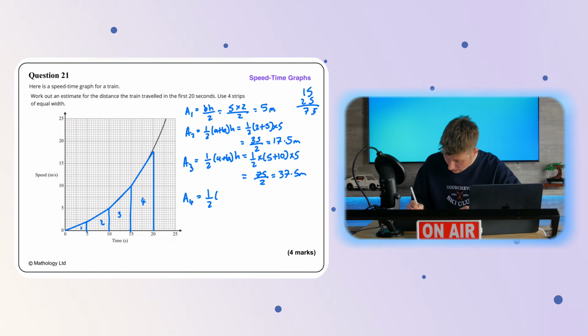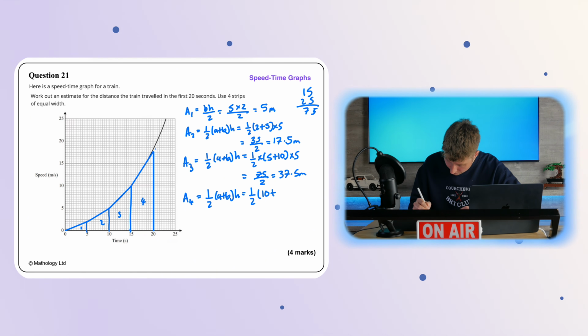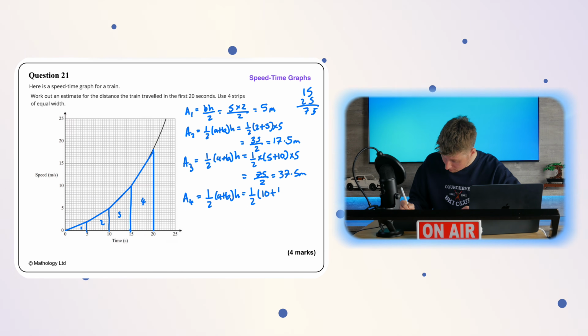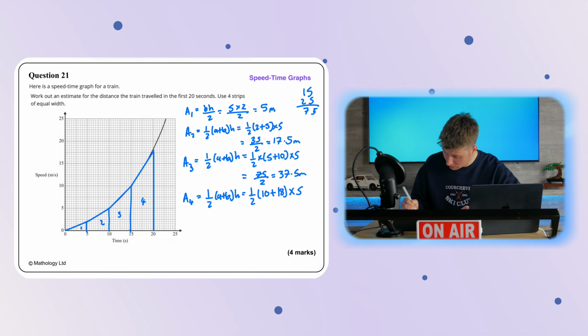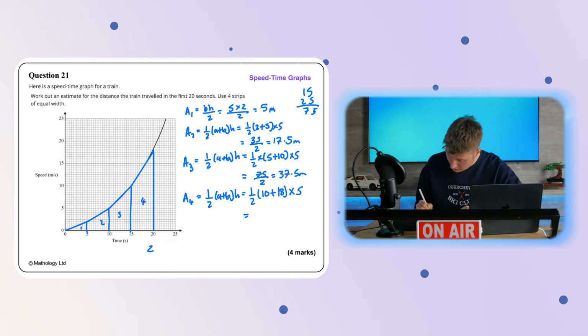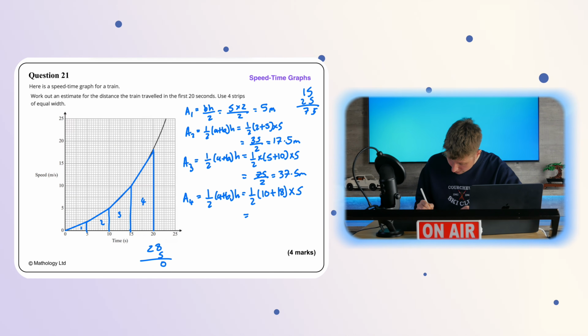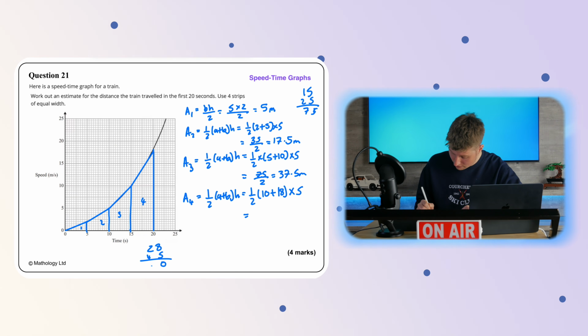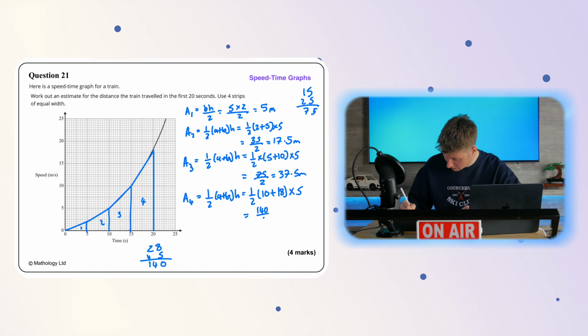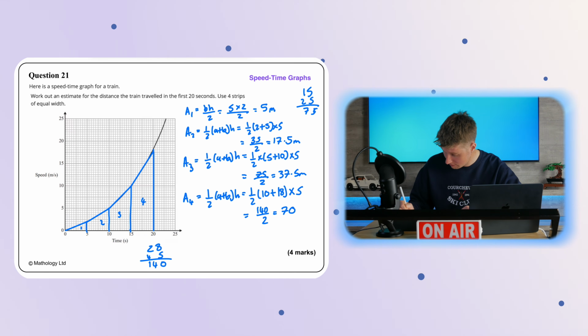So we've got a half (a plus b) times height, so half times 10 plus the value in the middle, so it should really extend up to there, which is going to be 18, and then times 5, which is the height. So 18 plus 10 is 28. 28 times 5 is 140. So we've got 140 divided by 2, which is 70 meters.